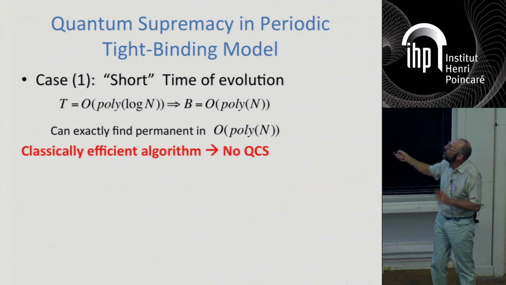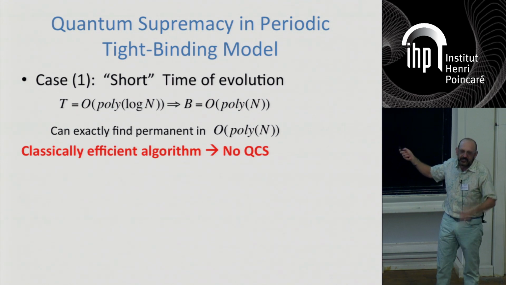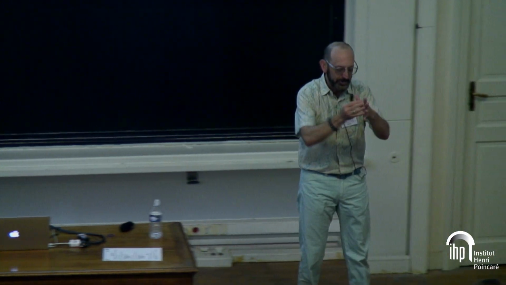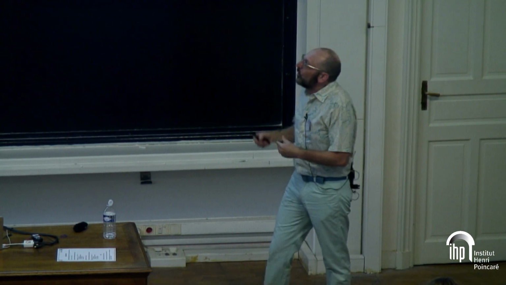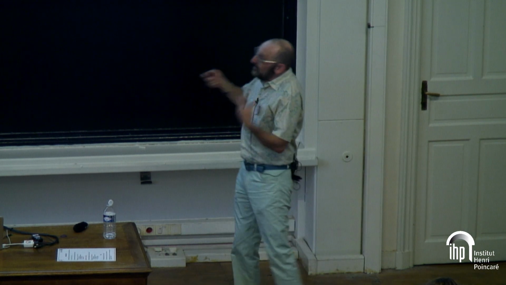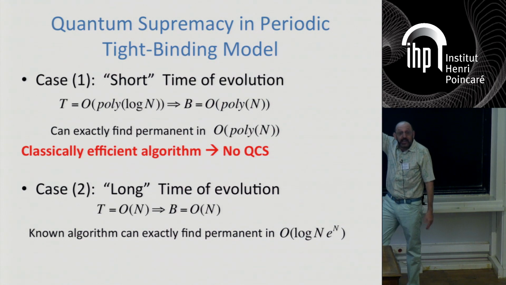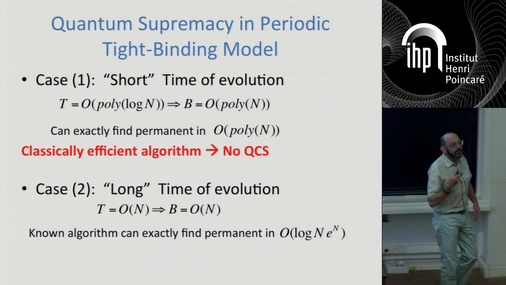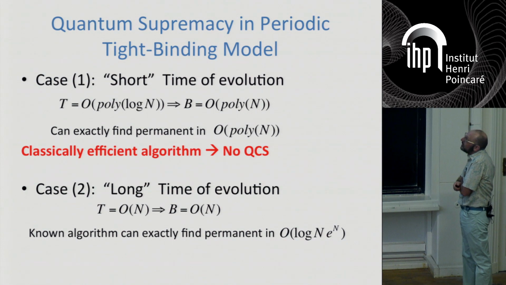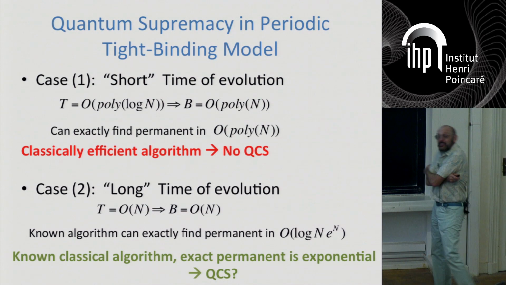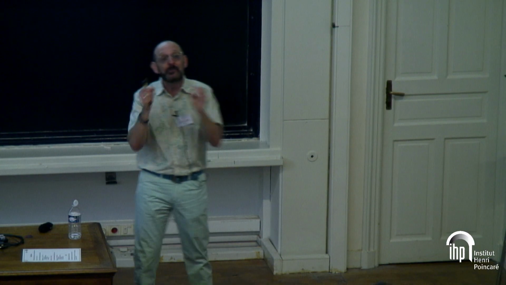There's certainly no QCS in that case, and that's obvious. On the other hand, if we let the atoms tunnel for a long time, for a time that grows proportional to the size of the system, well then, at least with the Schwarz algorithm, the time it takes to calculate the permanent grows exponentially. So in that case, even the most trivial case seems hard.